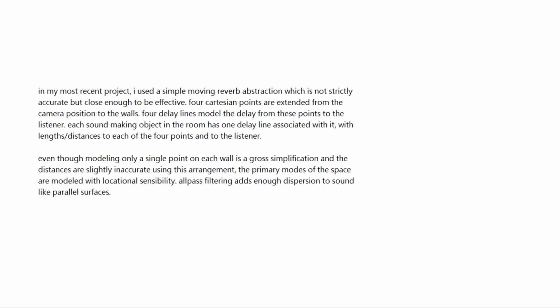In my most recent project, I used a simple moving reverb abstraction which is not strictly accurate but close enough to be effective. 4 Cartesian points are extended from the camera position to the walls. 4 delay lines model the delay from these points to the listener. Each sound-making object in the room has one delay line associated with it, with lengths/distances to each of the 4 points and to the listener. Even though modeling only a single point on each wall is a gross simplification and the distances are slightly inaccurate using this arrangement, the primary modes of the space are modeled with locational sensibility. All-pass filtering adds enough dispersion to sound like parallel surfaces.